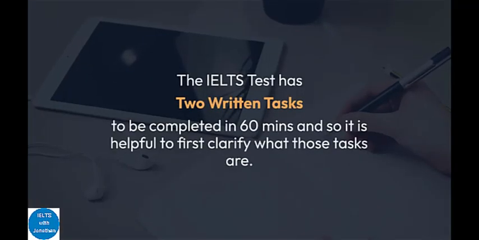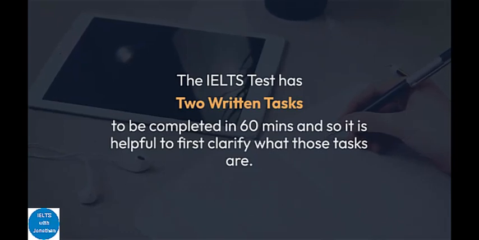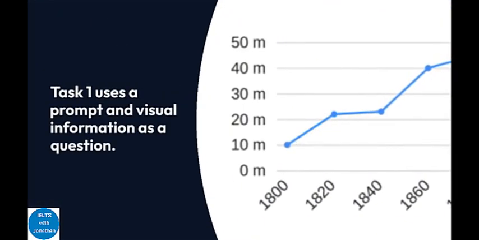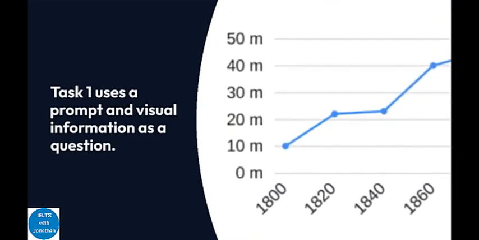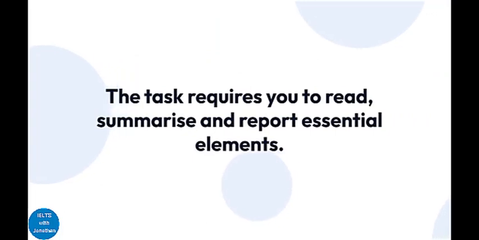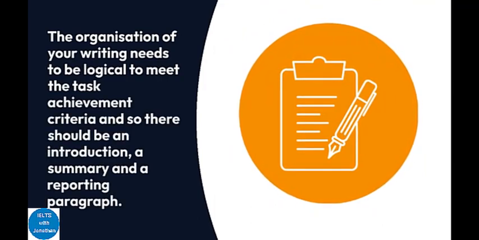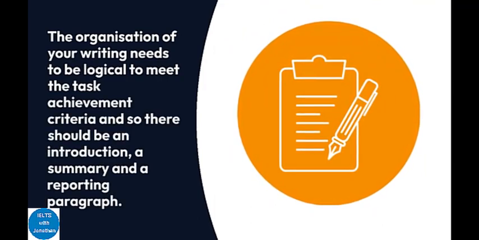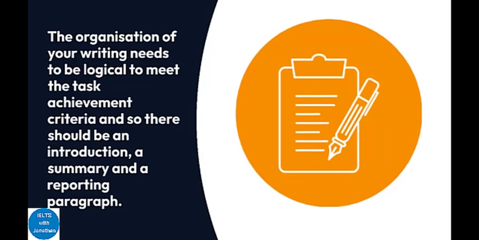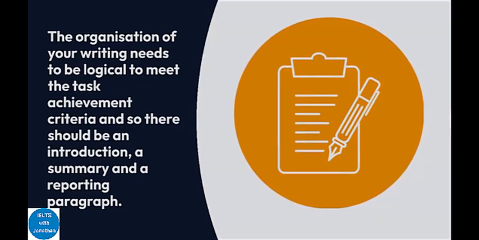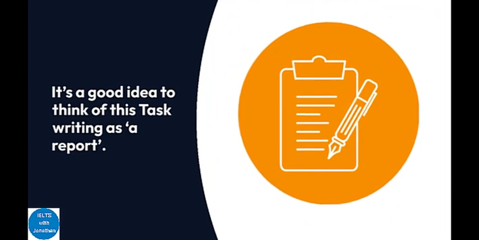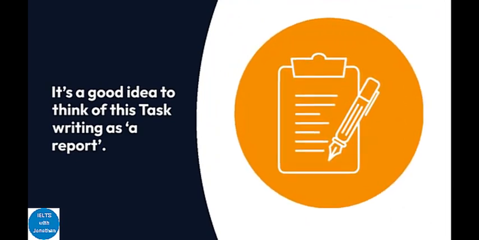The IELTS test has 2 written tasks to be completed in 60 minutes, and so it's helpful to first clarify what those tasks are. Task 1 uses a prompt and visual information as a question. The task requires you to read, summarize, and report essential elements. The organization of your writing needs to be logical to meet the task achievement criteria, and so there should be an introduction, a summary, and reporting paragraph. It's also a good idea to think of this task writing as a report.